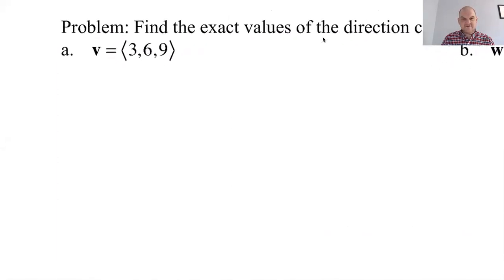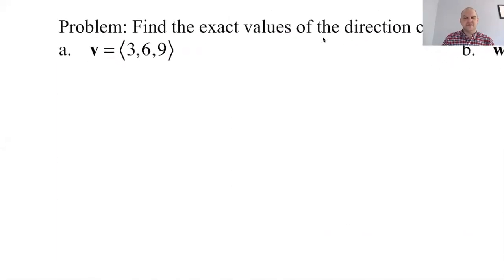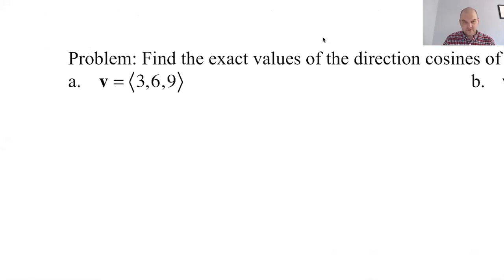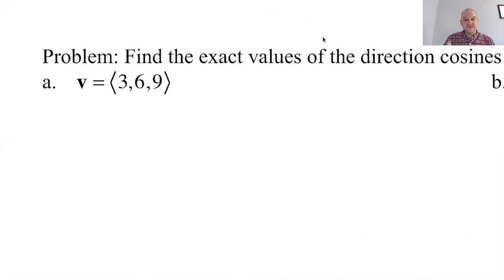So we want to find the exact value of the direction cosines of each of the given vectors. If you recall, the direction cosines are just the components of the unit vector. So what I'm really going to do is find a unit vector. With this vector, I'm not going to work with 3, 6, 9. I'm going to rewrite this as 3 times 1, 2, 3, because the vectors 3, 6, 9 and 1, 2, 3 are just scalar multiples of each other, which means they have the same unit vector.